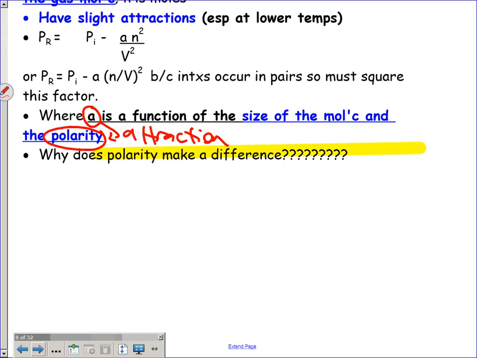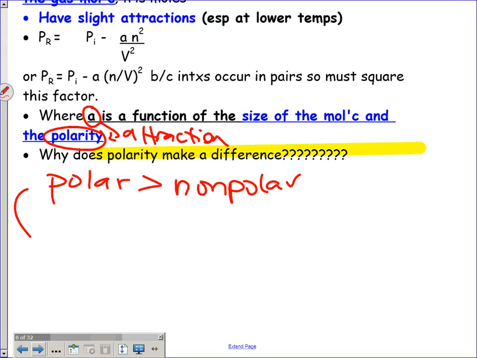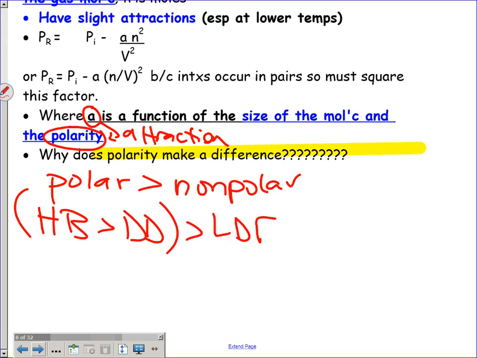Polar or nonpolar molecules? Polar. Okay, so polar molecules are going to be greater in their A value than nonpolar molecules. And even within that polar category, things that can attract via hydrogen bonding are going to have a greater A value than things that can attract via dipole-dipole. Because hydrogen bonding is stronger than dipole-dipole, which is sequentially stronger than things that have London dispersion forces.